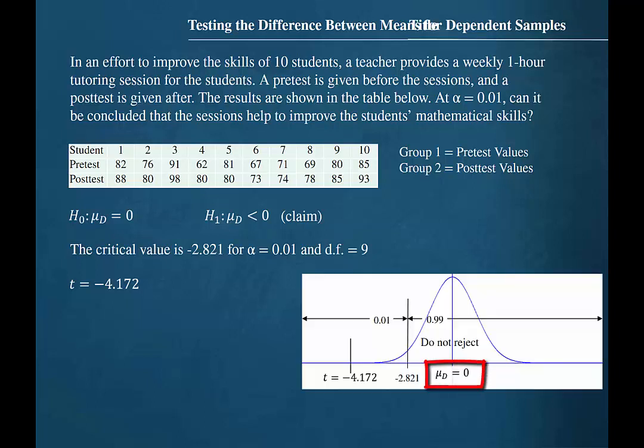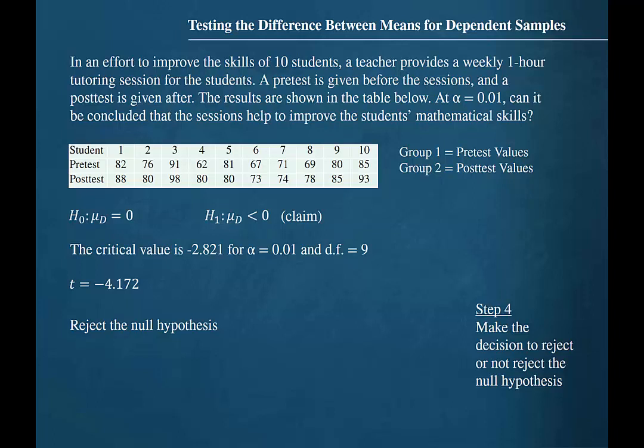Step 4 is to make the decision to reject or not reject the null hypothesis. The hypothesized difference is 0. The critical value is -2.821. Our t-test value, -4.172, clearly lands in the region where we would reject the null hypothesis. So our decision should be to reject the null hypothesis.